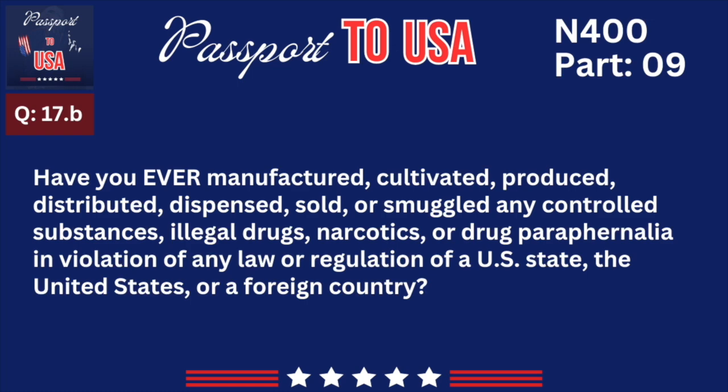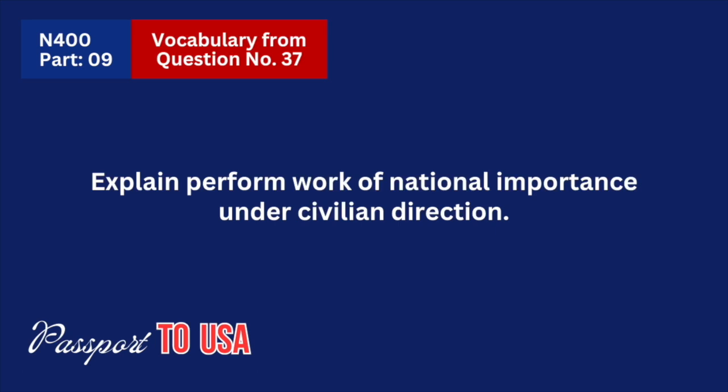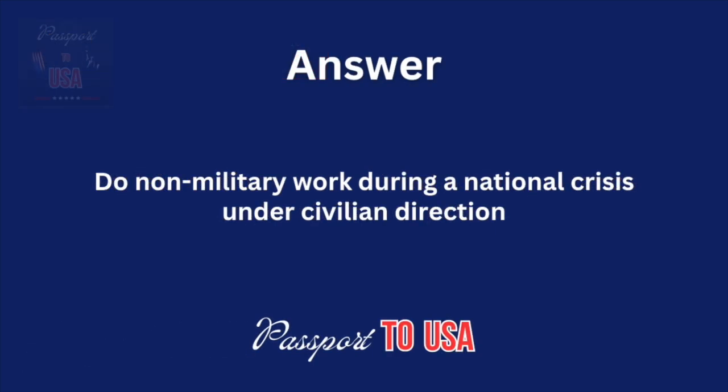Have you ever manufactured, cultivated, produced, distributed, dispensed, sold, or smuggled any controlled substances, illegal drugs, narcotics, or drug paraphernalia in violation of any law or regulation of a U.S. state, the United States, or a foreign country? No. Explain. Perform work of national importance under civilian direction. Do non-military work during a national crisis under civilian direction.